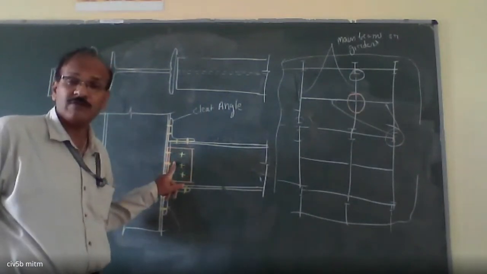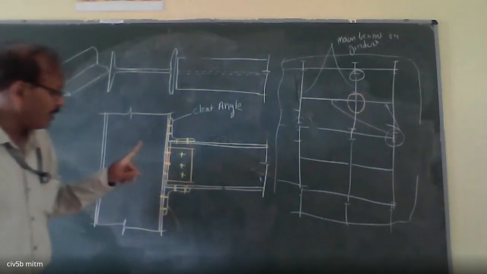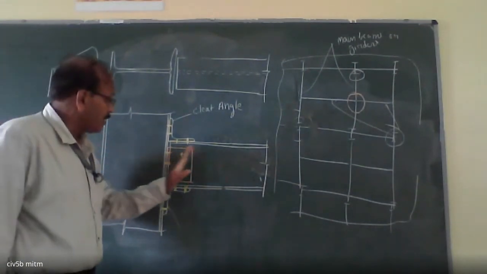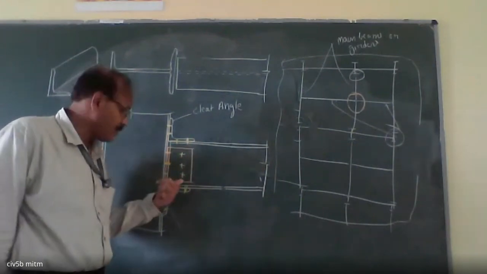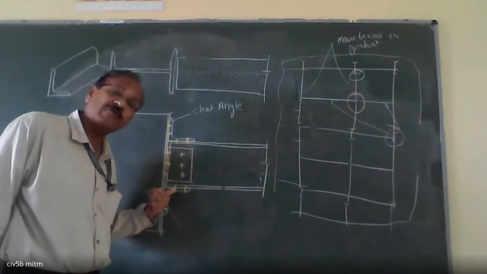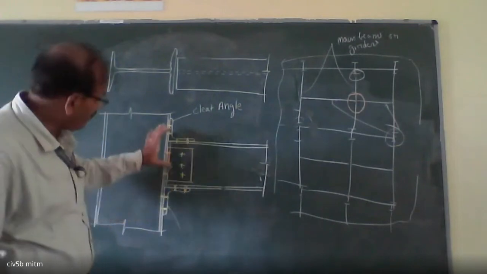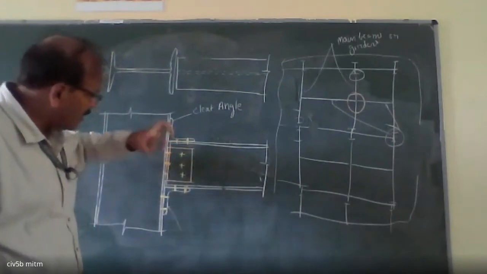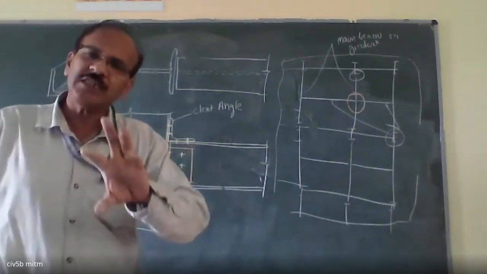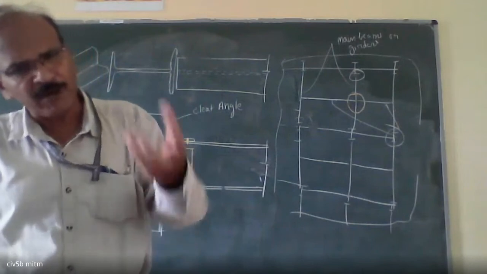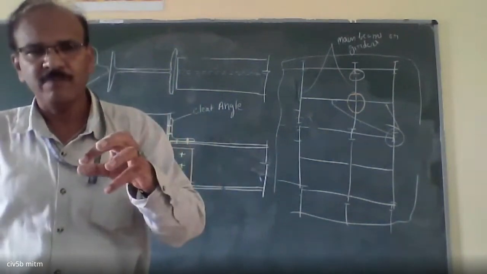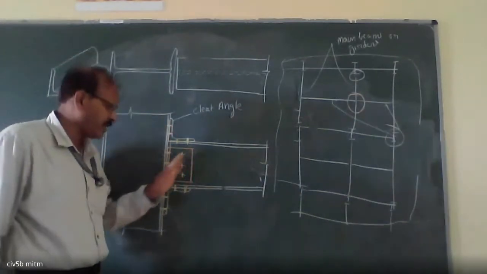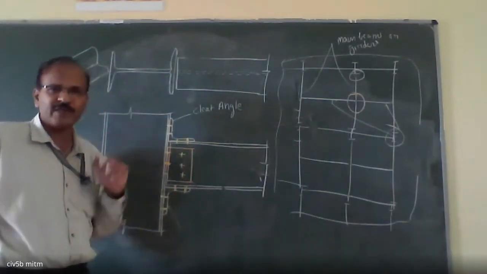Is it clear to you now? Okay. So another thing is, this joint may be simply supported or fixed. So by providing angles like this or welding, we are going to create fixed condition or simply supported condition or partially fixed condition. Okay, each case is different. Okay, depending on what kind of connection we need, we are going to provide that kind of connection.